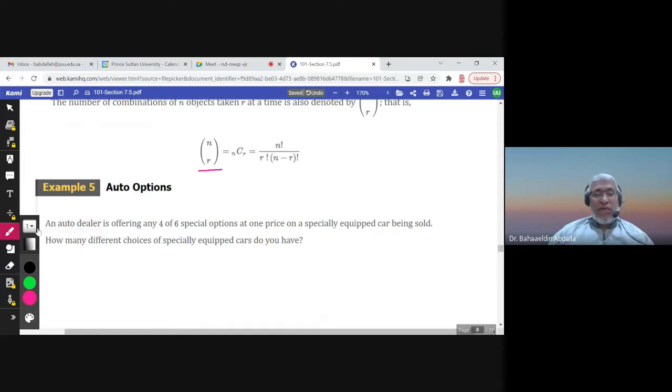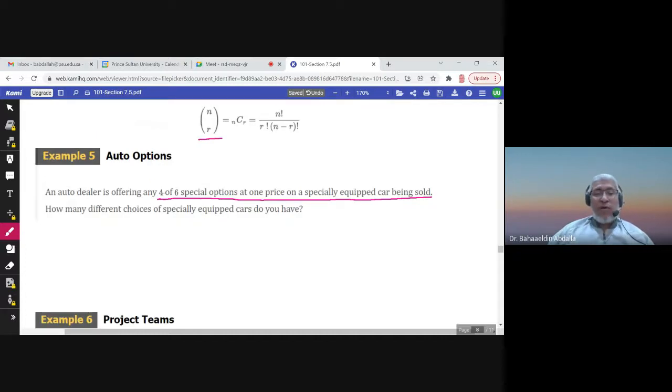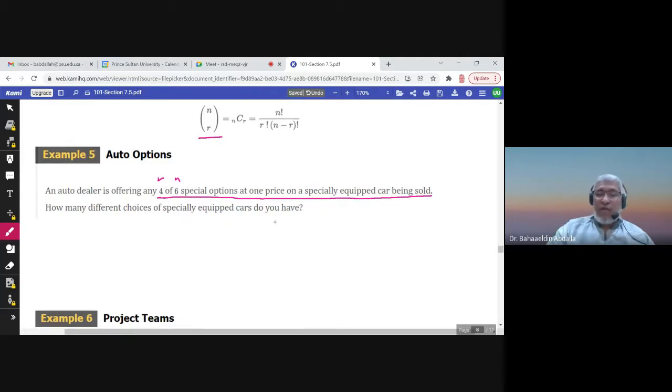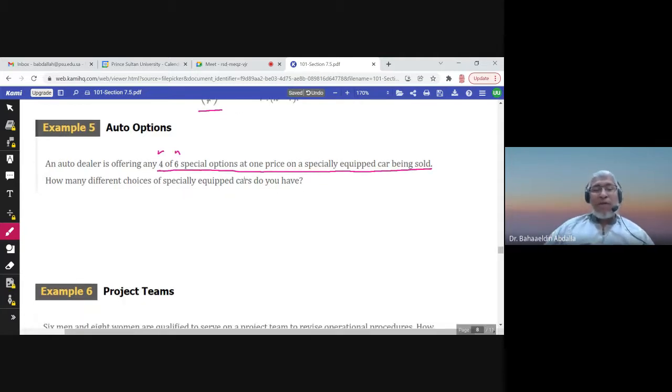An auto dealer is offering any 4 of 6 special options at one price on a specially equipped car being sold. So he is offering 4 of 6 special options. This is N and this is R. How many different choices of specially equipped cars do you have? He can equip 4 out of the 6 options. So how many different choices of specially equipped cars?